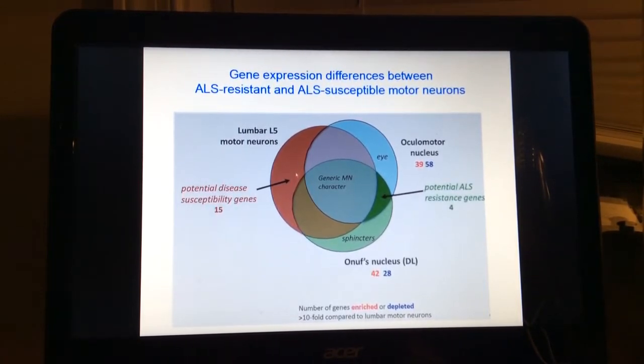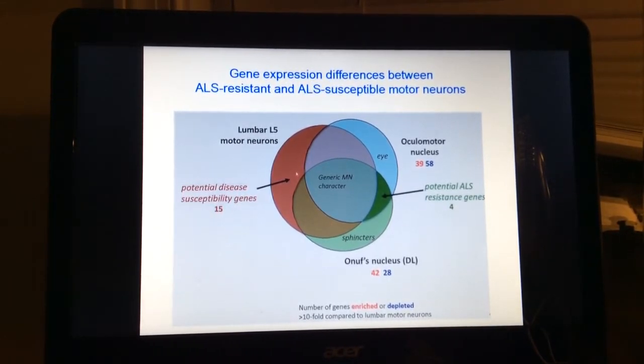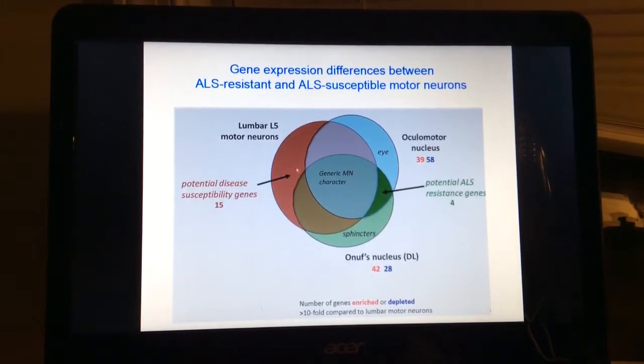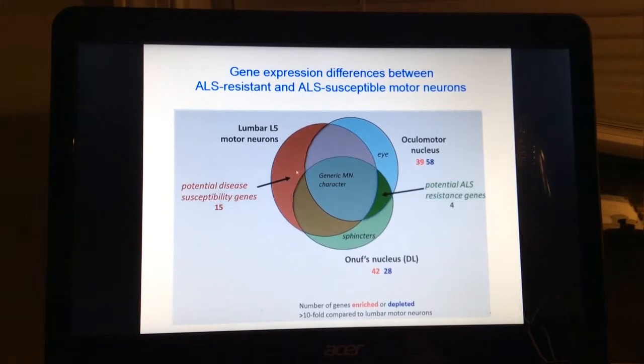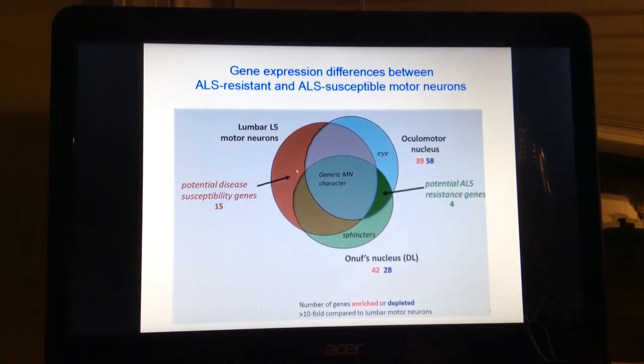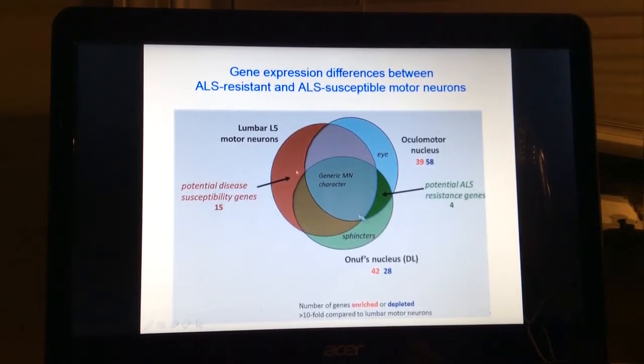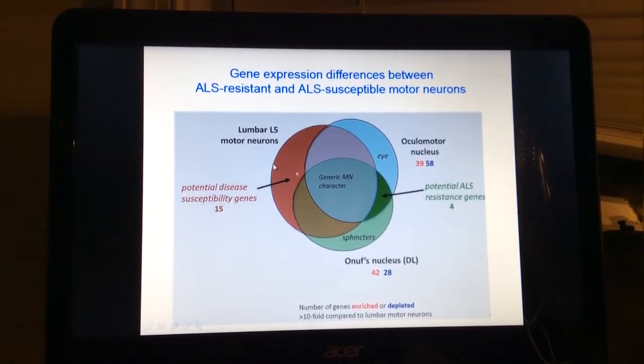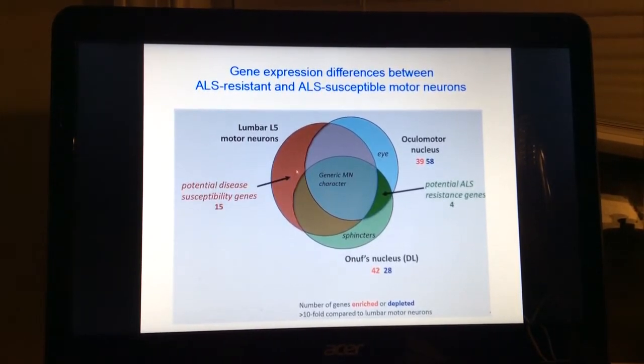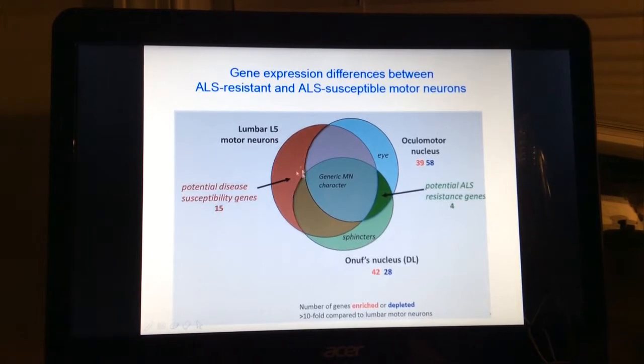They used microarray profiling of isolated wild-type motor neurons to identify the gene expression of ALS resistant and ALS susceptible motor neurons and found 19 such genes. The green portion here represents the common area shared by two subtypes of ALS resistant neurons, and the red portion is the area that causes the ALS disease.